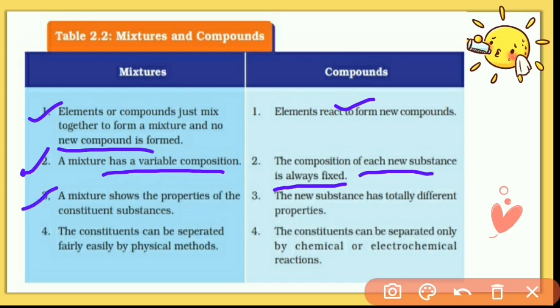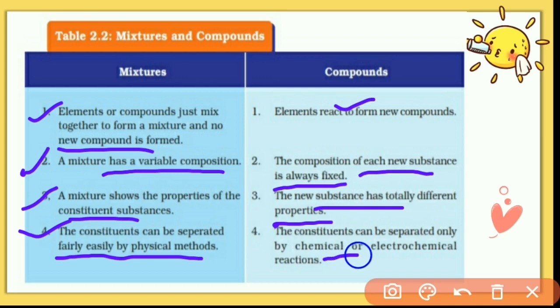A mixture shows the properties of all the constituent substances, but in a compound the new substance has totally different properties and does not show the constituent substances' properties. Then next, the constituents of a mixture can be separated fairly easily by physical methods, but we cannot separate the components of a compound by simple physical methods. We can separate them by using chemical or electrochemical reactions.